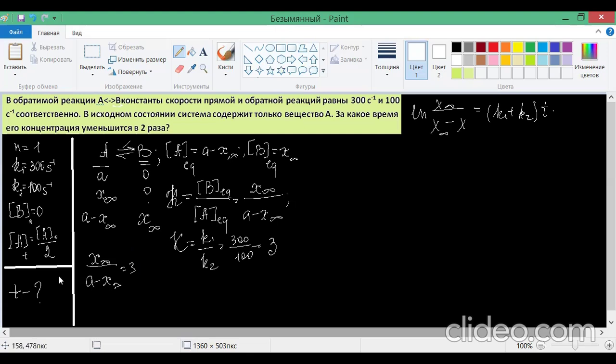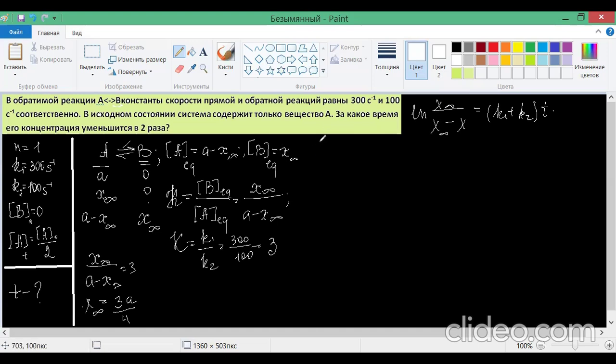And now let's get X equilibrium from this expression. It's very easy to do, and if you do everything correctly, you should get 3 times A over 4. Yeah, you can do it orally. It's very easy to do. Now we've got this. What about this X?